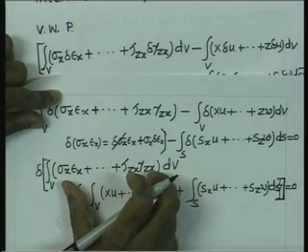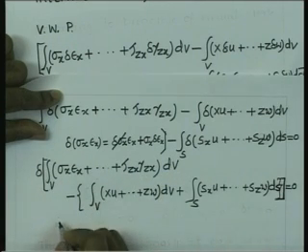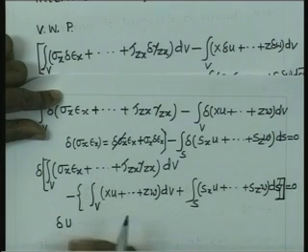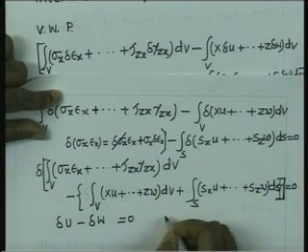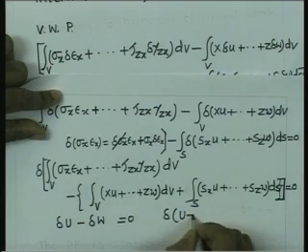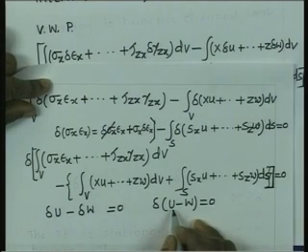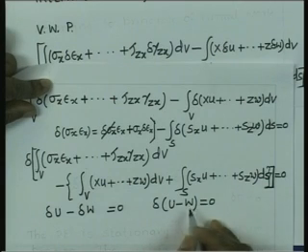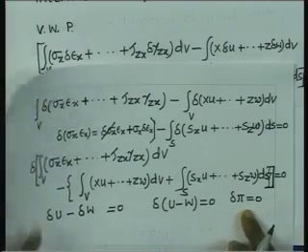Now, this expression here is nothing but the strain energy. Therefore, this is nothing but delta of u, and this is nothing but the external work done. So, this is nothing but delta of w, and that is equal to 0, and we can write this as delta of u minus w equal to 0. This is strain energy minus the work done by the external forces, which is nothing but potential energy. Therefore, delta pi equal to 0, which indicates that if the body is in equilibrium, its potential energy is stationary.